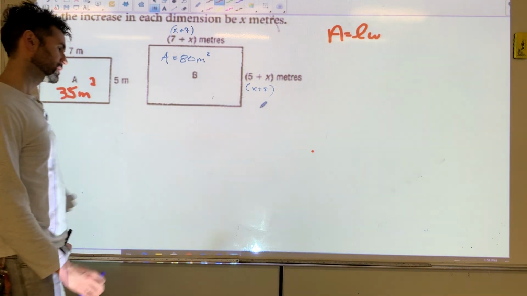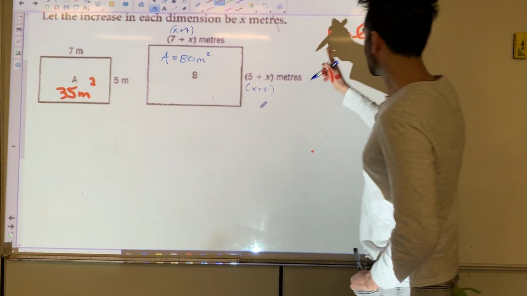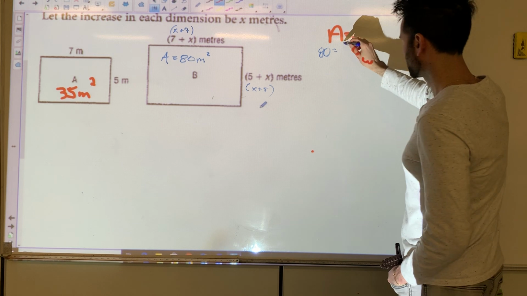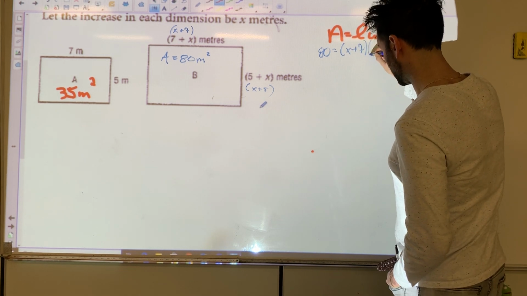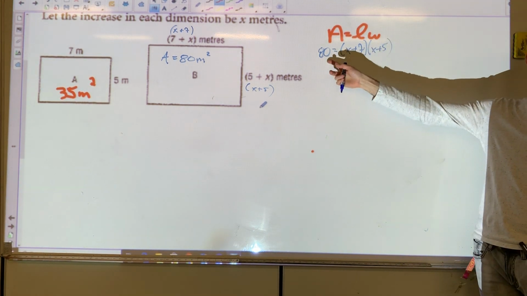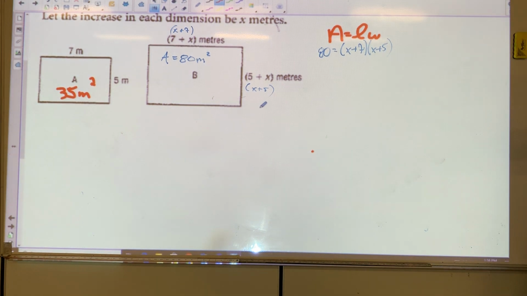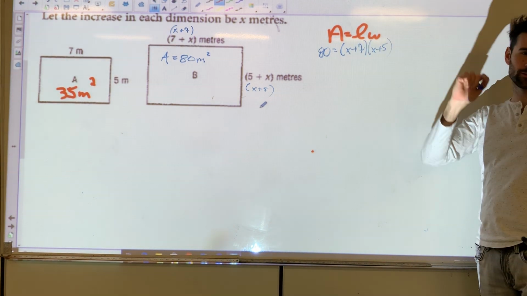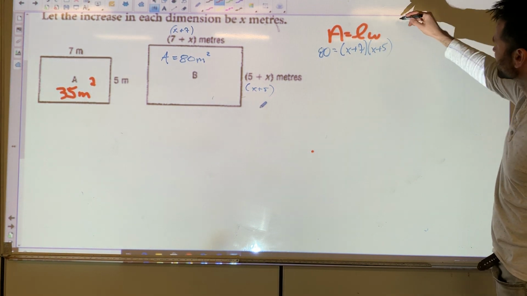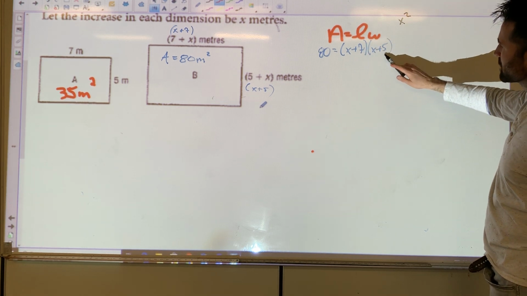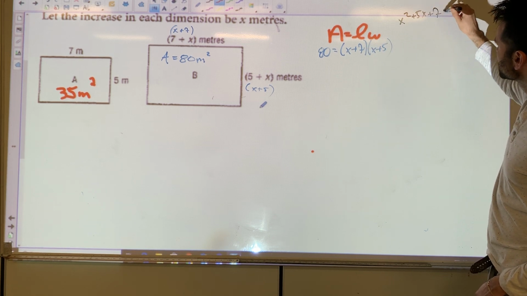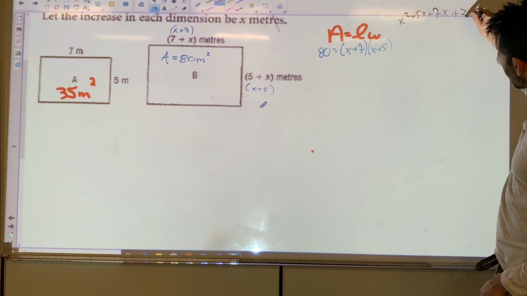Yeah, you betcha. So I'm going to try to solve this equation. I know the area is 80, and it comes from length times width, so that's (x plus 7)(x plus 5). Now we saw a question like this before, right? It's not equal to 0, so we can't find those intercepts. We need to FOIL this out and bring the 80 over to the other side. So x times x is x squared, x times 5 is 5x, 7 times x is 7x, and 7 times 5 is 35.